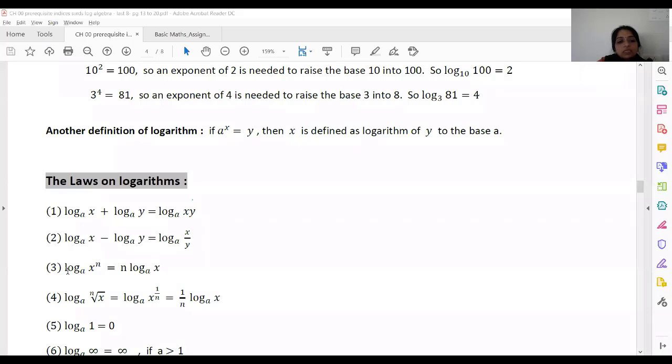The third rule is log a x to the power n. Here our power is n. So we can represent it as n log a x. Log a nth root of x. So log a x nth root we can represent in the form of 1 by n. So as per the third rule, our power is 1 by n. So we represent 1 upon n log a x.